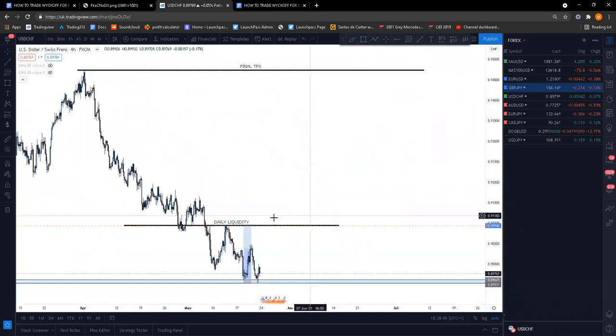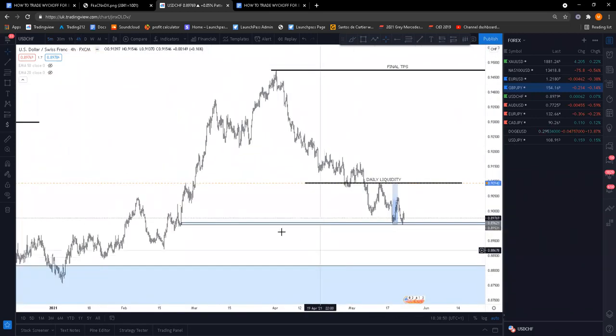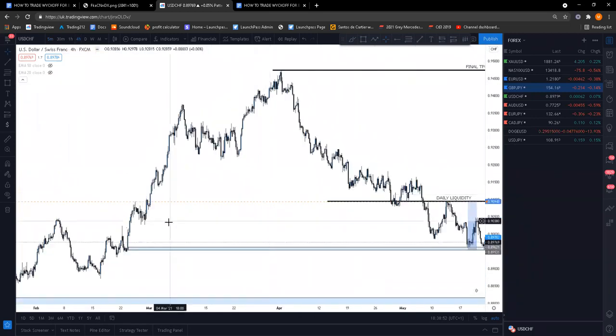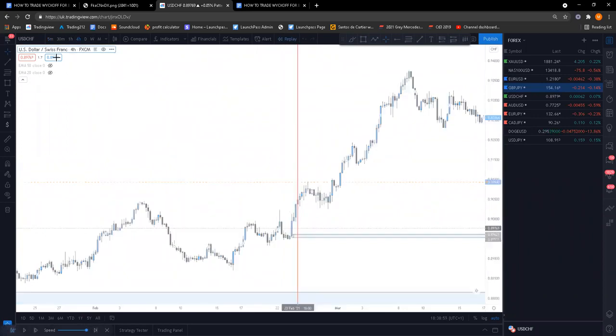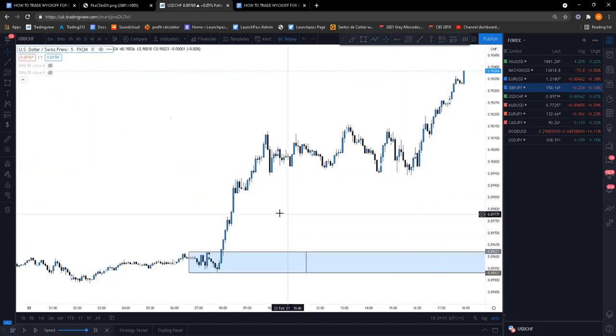There's daily liquidity up here, so it could come up higher. There's my entry, by the way. If you're curious about the entry, there's a nice bit of consolidation in that zone. If I just take it back, I'll show you how I was able to refine that zone. We go to the 5 minute.